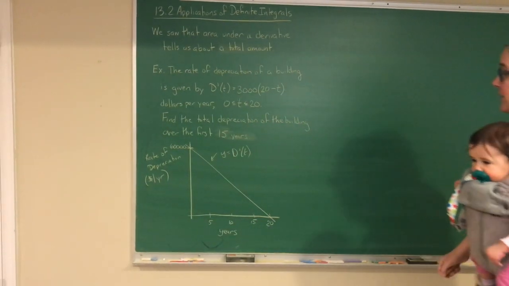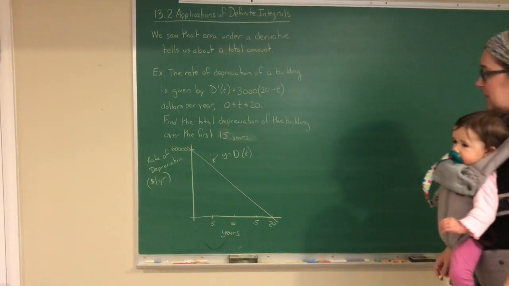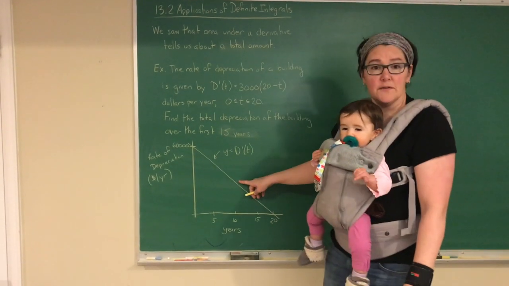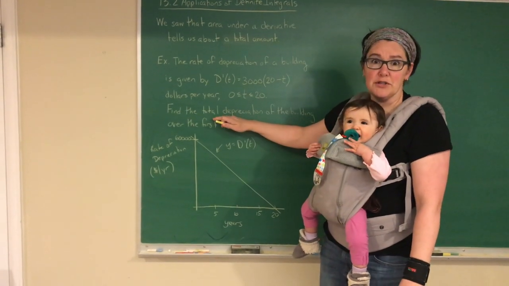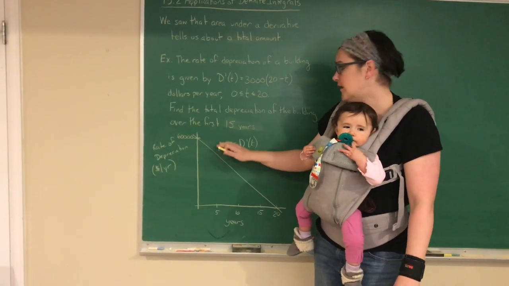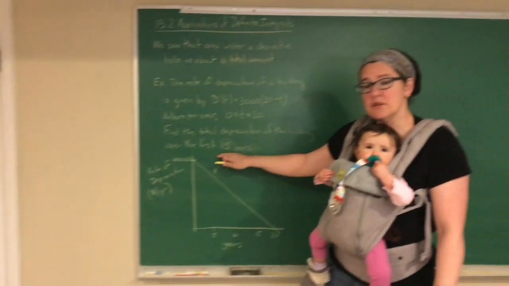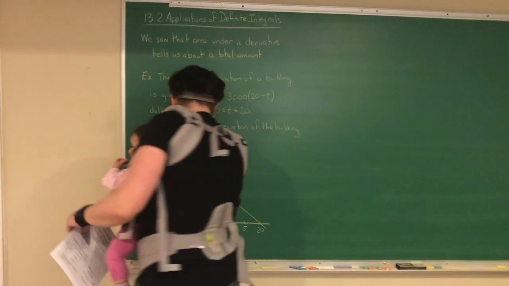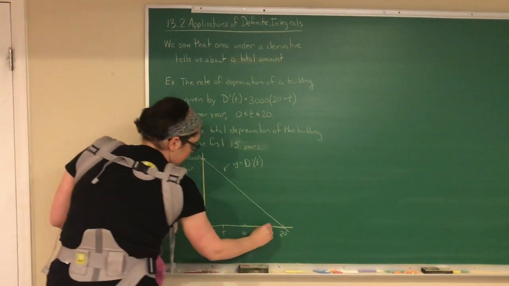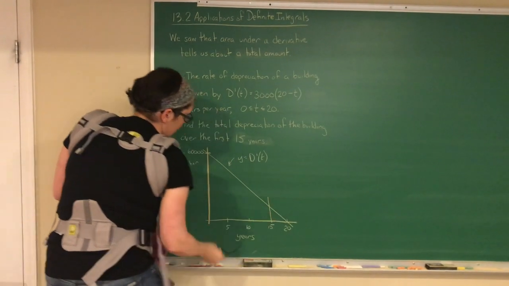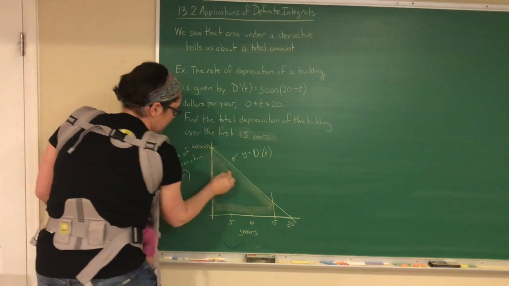Okay, so we are asked to find the total depreciation of the building over the first 15 years. What that means is, here's our rate of depreciation, that's our derivative, and we want to find the total depreciation. So we want to find the area under our rate, under the derivative, over the first 15 years. That means from year 0 to year 15, and we want to find the area in this region right here.